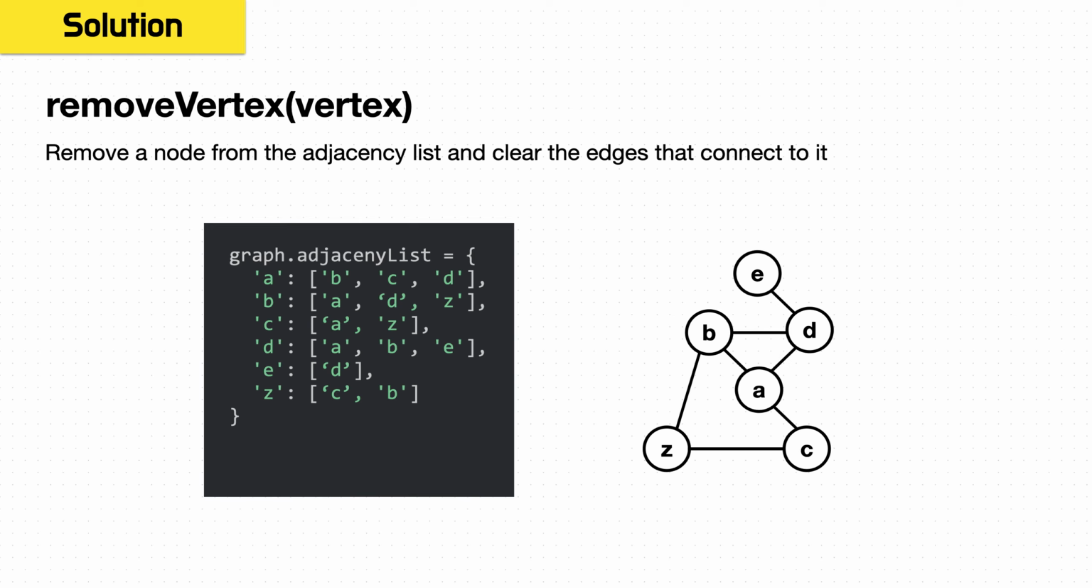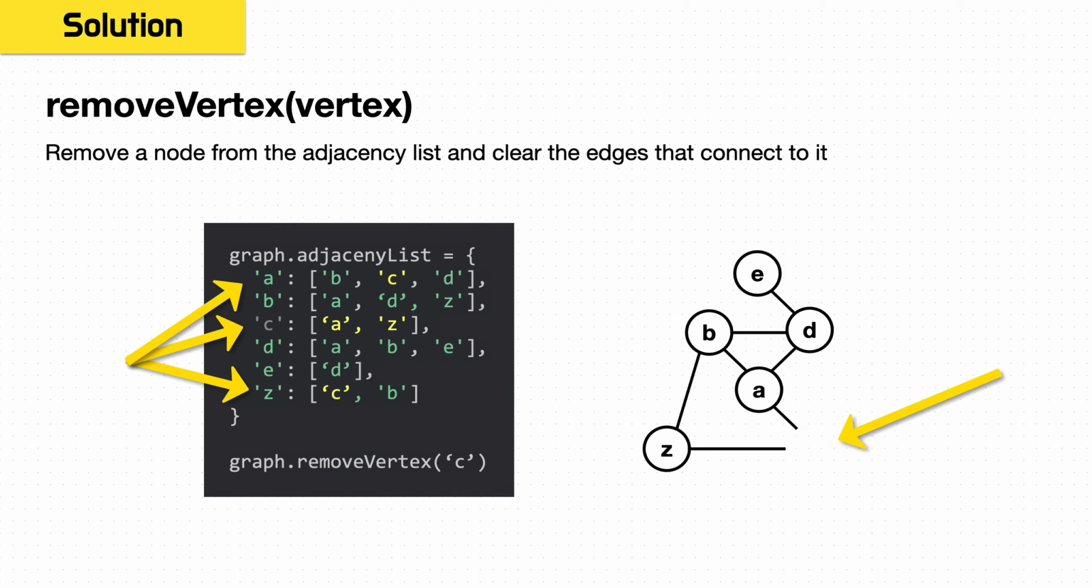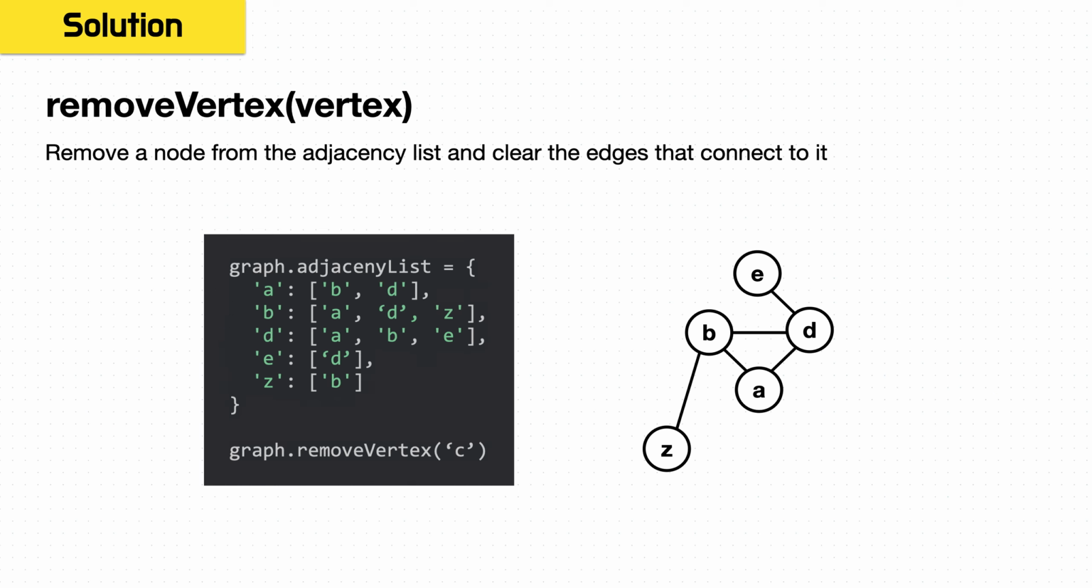Then to remove a vertex, you pass in the value of the node. So we call remove vertex on C. We also have these edges for C where it was connected to A and Z. So we need to remove those. And that's the overall functionality of our graph.